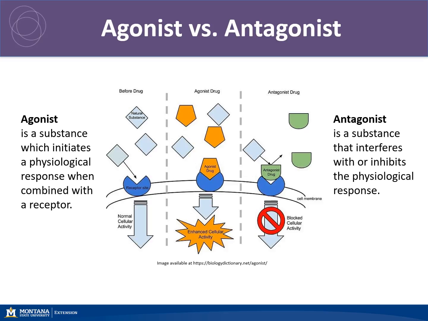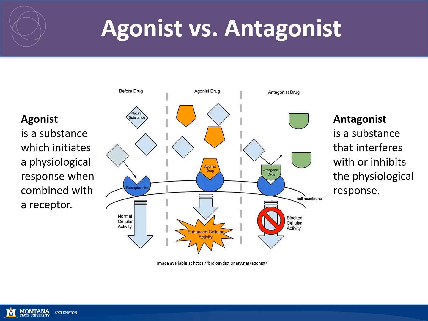An agonist is a substance which initiates a physiological response, in this case a euphoric high, when combined with a receptor. An opiate agonist mimics your body's natural pain-relieving endorphins. There are natural, synthetic, and semi-synthetic opioid agonists. These will be presented in the following 3 slides.